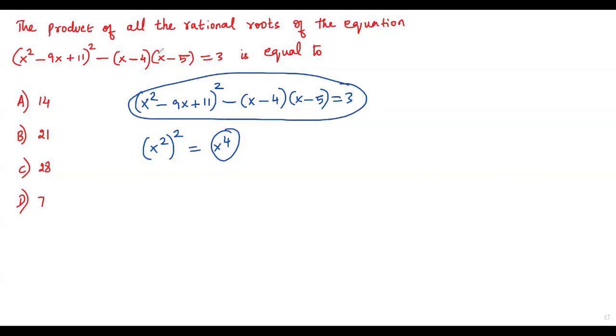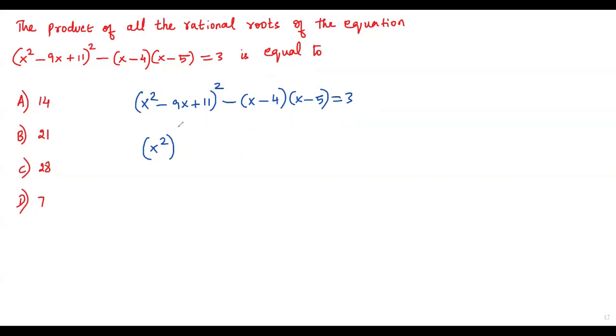But our aim is to find the product of all the rational roots. That is, among those 4 roots, we just have to get only the rational roots. So how do we get the rational roots among the 4 roots? Okay, now let's start solving this one. In my first step, I keep the first term as it is, that is (x² − 9x + 11)² minus.